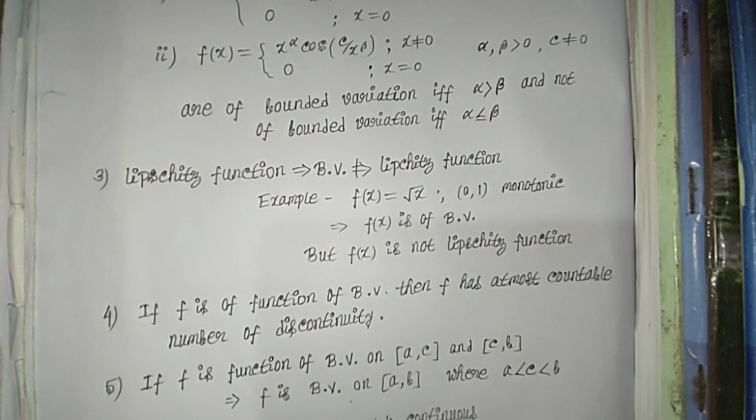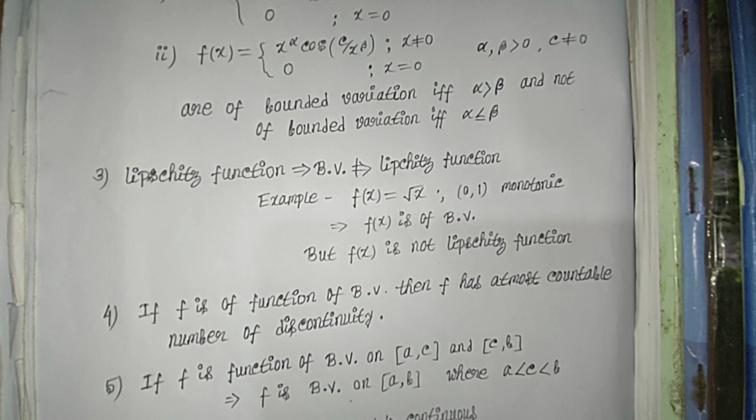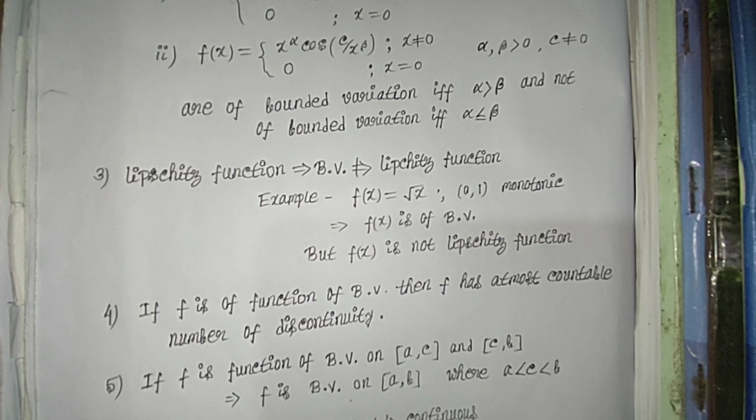Property 3 says that a Lipschitz function is always of bounded variation, but bounded variation does not imply a Lipschitz function. Examples are given.